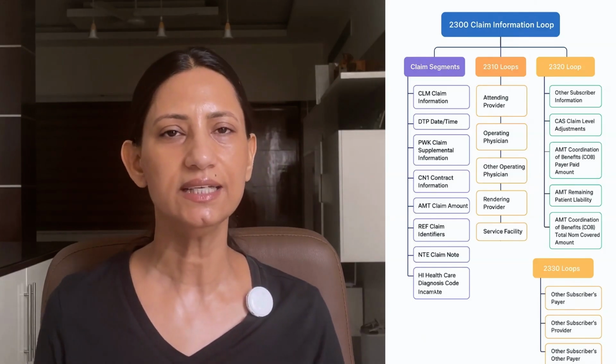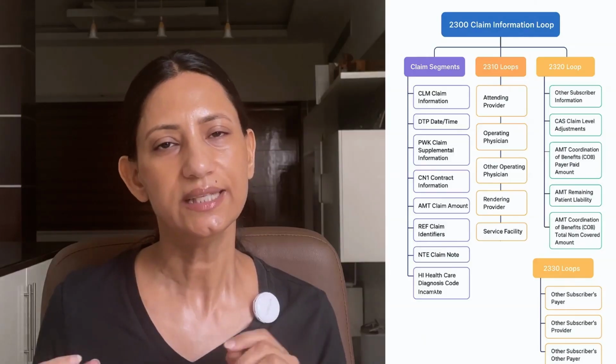The 2300 loop in X12 837 files comprises the most important patient treatment information that we will be discussing in detail today. Definitely make sure you watch this session till the end if you want to understand the X12 837 transaction set properly. This is the diagram that gives a glimpse of what loops and segments we'll cover today. Also, while explaining the segments, I will keep showing reference data in the 837 guides. That will help you understand things much better.